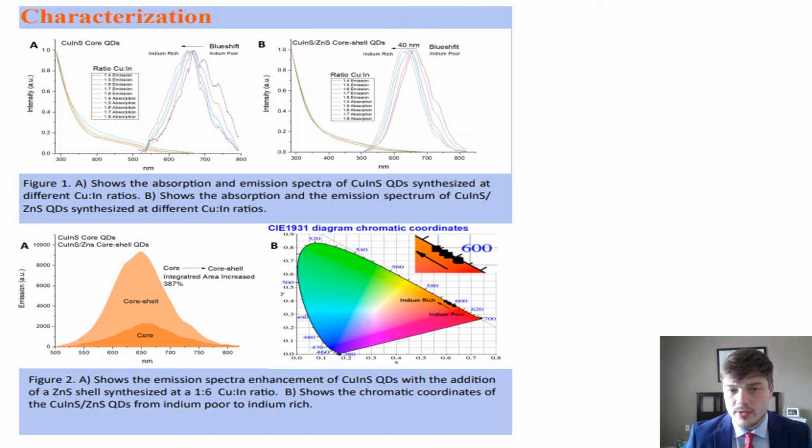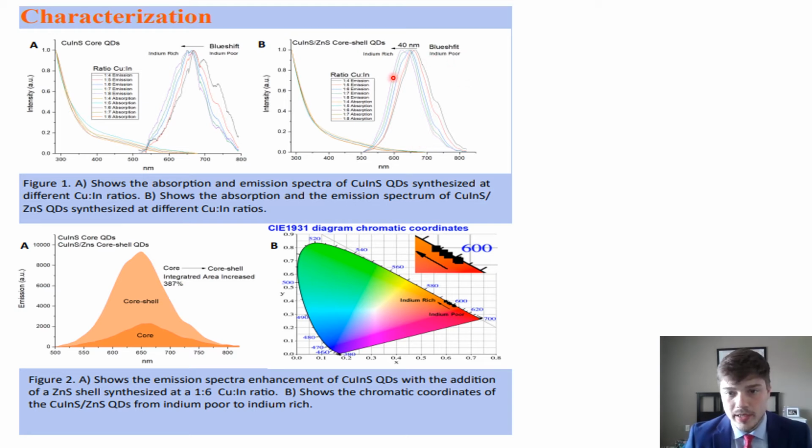So we performed a ratio study on these quantum dots, and we were synthesizing these from a 1 to 4 copper to indium ratio all the way up to a 1 to 8 copper indium ratio. What we observed is as you go from indium poor to indium rich synthesis, there's a minor blue shift in your spectrum. We observed this in the core of the particle, so the particle that doesn't have a shell, and we observed this in the particles with the shell. So as you increase the indium content, you see this blue shift.